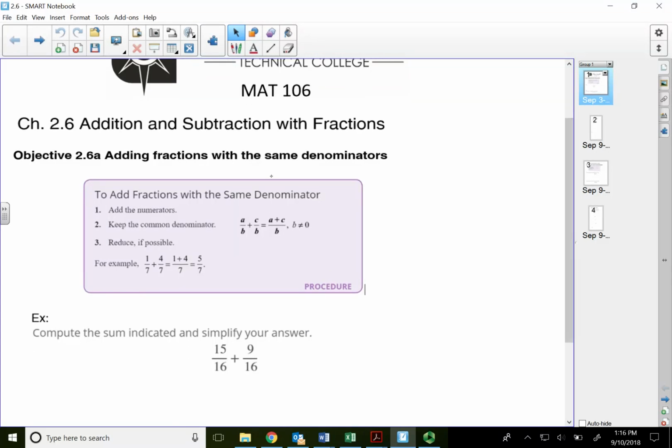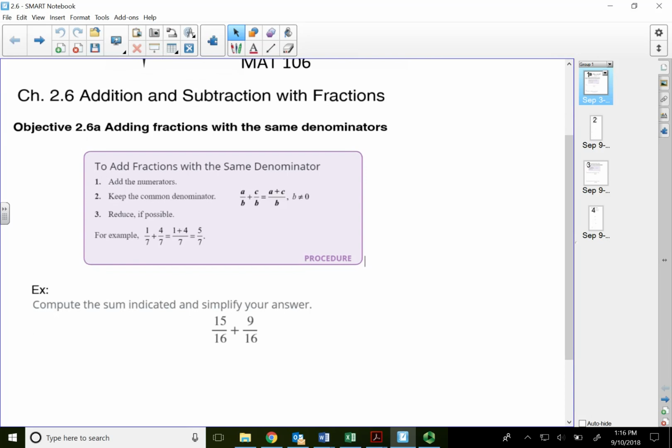If the denominator is already the same, all we have to do is add the numerators. We can keep the common denominator, and then after we add, we can reduce if possible. If the denominators are not the same, you cannot go ahead and add them.